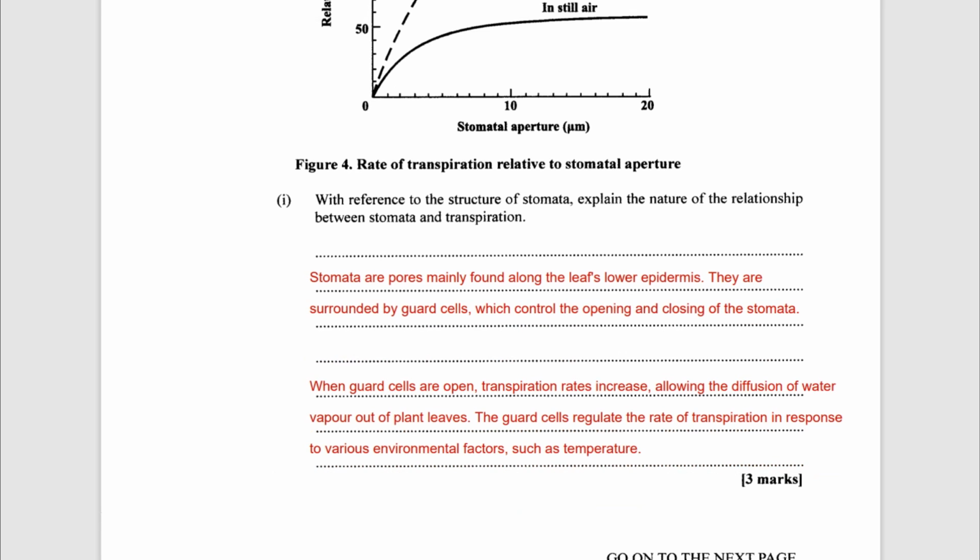The question here is asking now, with reference to the structure of stomata, explain the nature of the relationship between stomata and transpiration.